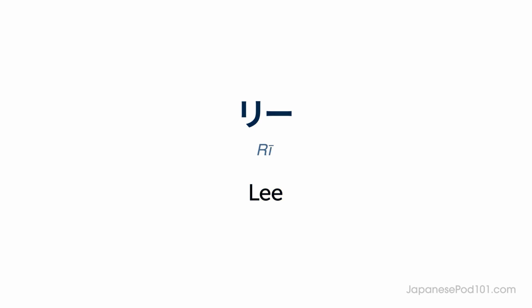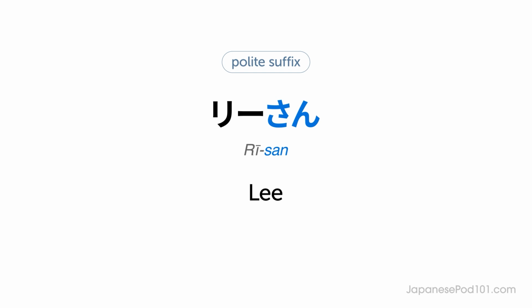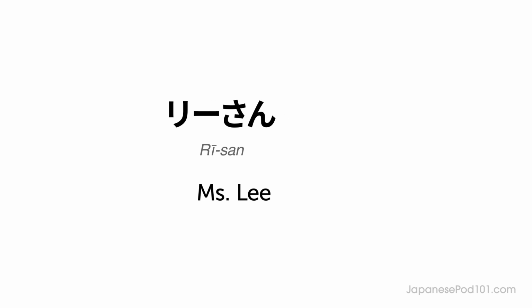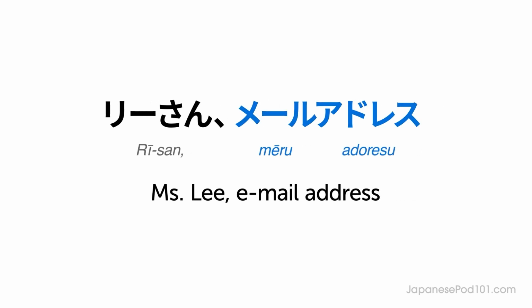After this is さん、a polite suffix added to a person's name. The suffix can be used with any gender and translates as Miss in Karen's case. Together it's リーさん、Miss Lee. Next is メールアドレス、email address.